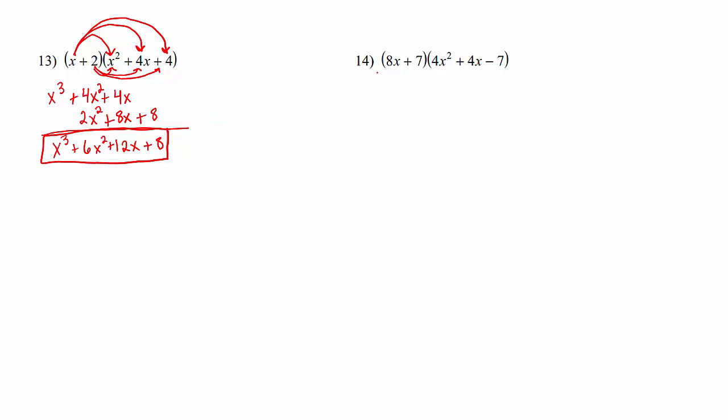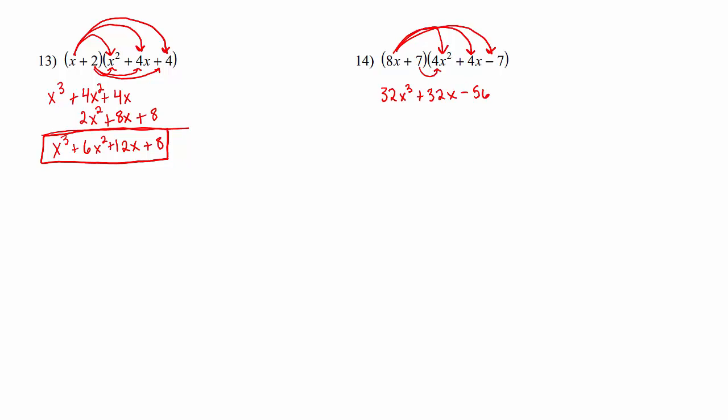So this would be a situation, since 14 is really similar to 13, you might think about pausing the video to see if you can get this one on your own. So we do 8x times 4x squared, which is 32x cubed. Then we do 8x times 4x, which is 32x. And then we do 8x times negative 7, which is minus 56.